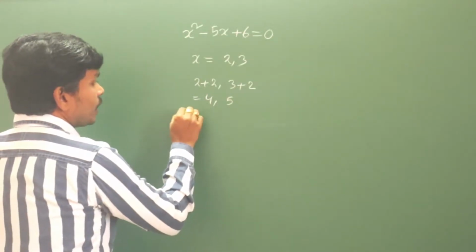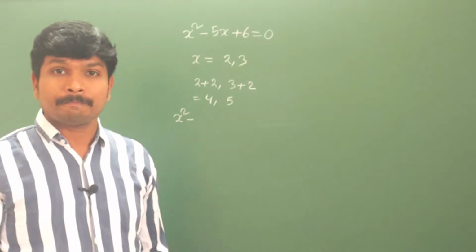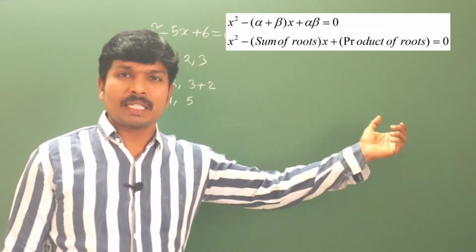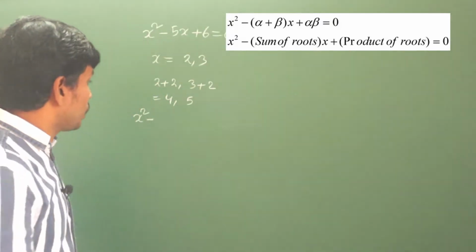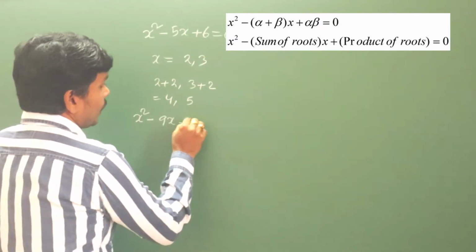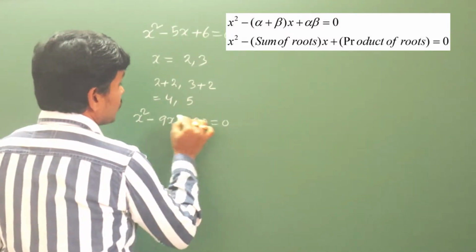So when roots are given, your quadratic equation is x square minus sum of the roots into x plus product of the roots equal to 0. So what is the sum of the roots? 5 plus 4, 9. x plus, what is the product of the roots? 5 fours are 20, equal to 0.